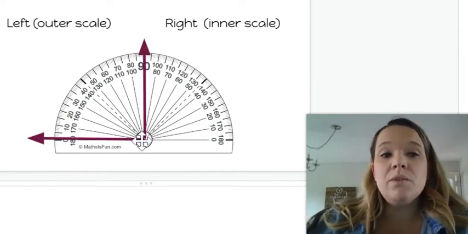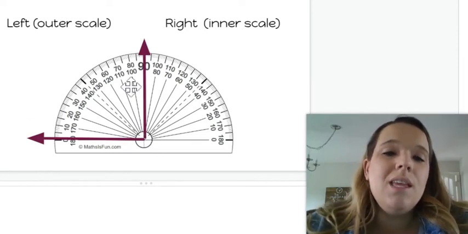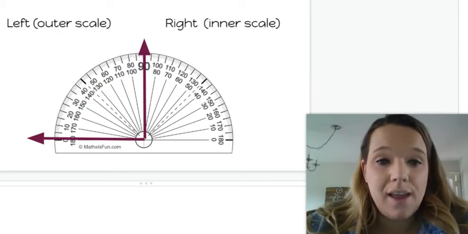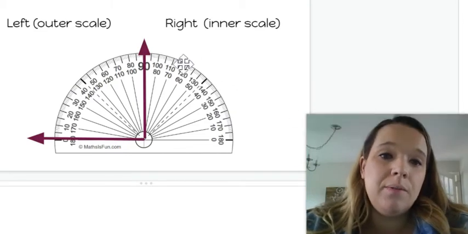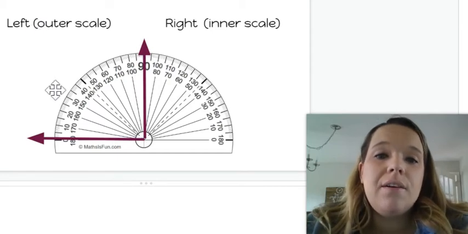So first we need to determine which scale we're going to use. So are we going to use the inner scale or the outer scale? As I'm looking at this, I can see it's open on the left. So this tells me we're going to be using the outer scale. It's closed off on the right. If I were trying to get in this way, I wouldn't be able to because there's a ray in the way. It rhymes, a ray in the way. So I know I'm going to do the outer scale.